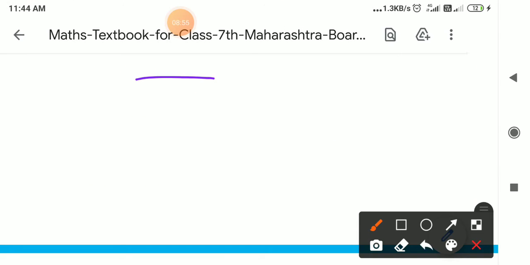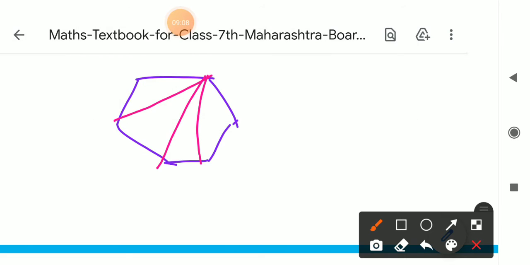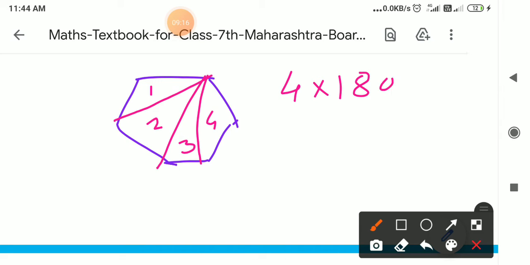So here this figure you know, no? Choose one of the vertices from this. I will choose this one. Join it here, join it here, join it here. Now there is no place for joining. So here 1, 2, 3, 4. So 4 triangles are there. One triangle's measure is equal to 180. So 180 times 4: 4 times 0 is 0, 4 times 8 is 32, 3 carry, 4 times 1 is 4, and 4 plus 3 is equal to 720.